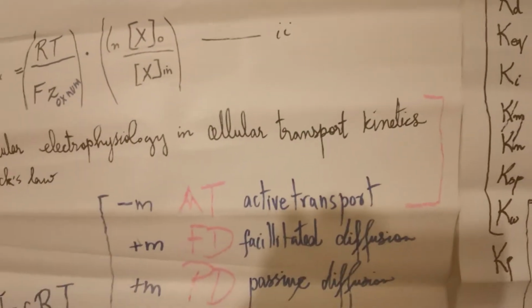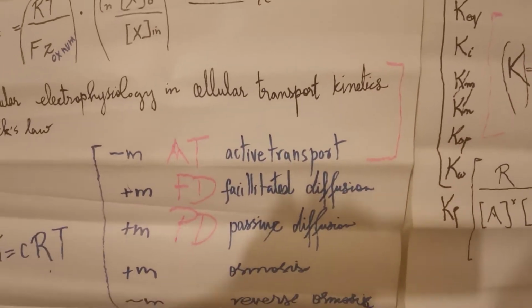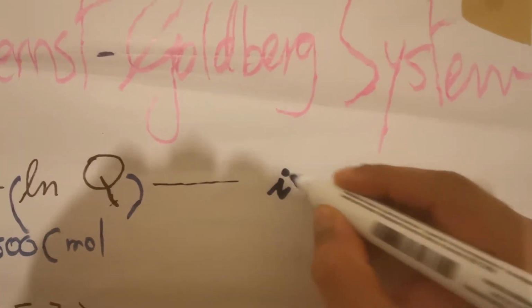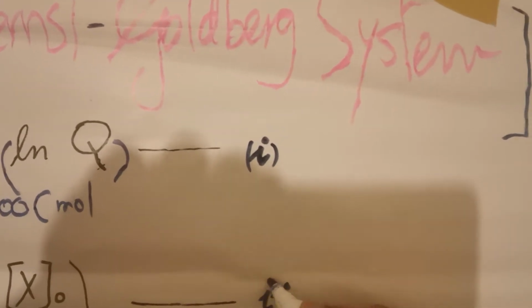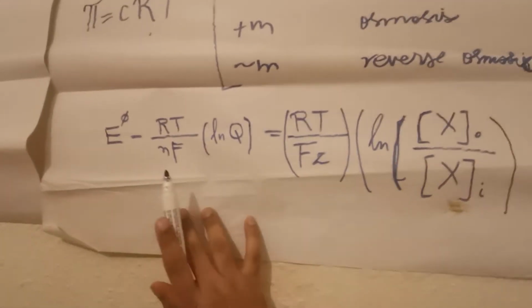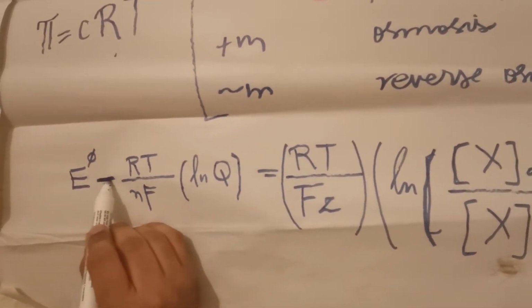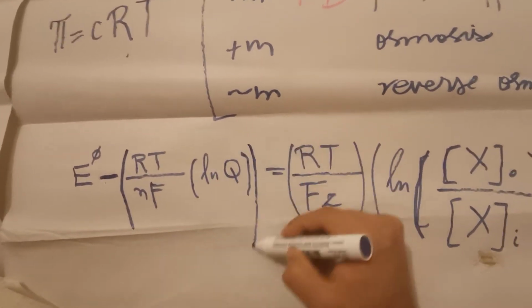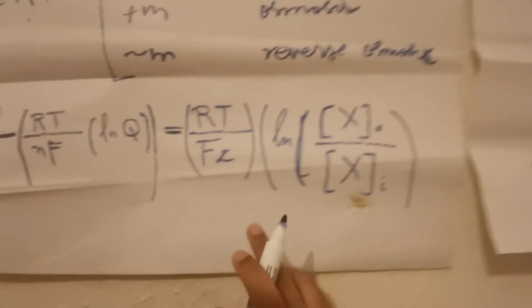This is what it would look like if you equalized. So if you equalized it, this is what it would look like. That's equal, sorry. So that's E minus RT over nF, and so you'll have to draw a bracket here, and then RT over FZ, ln X over I, that's that.